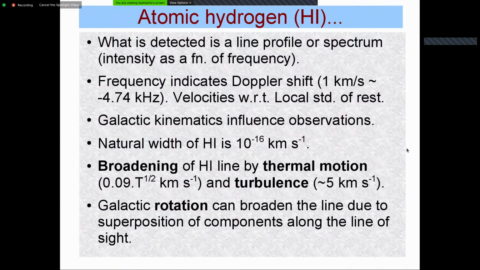And roughly, one can show, using the formula c equals nu lambda, where c is the velocity of light, nu is the frequency and lambda is the wavelength, that for hydrogen, given its rest frequency of 1420.406 megahertz, 1 kilometer per second of velocity of the gas will cause a shift of 4.74 kilohertz. That is, if the gas is coming towards you at 1 kilometer per second, the frequency will shift by 4.74 kilohertz. Of course, that is very small, in kilohertz compared to the megahertz we are talking about.